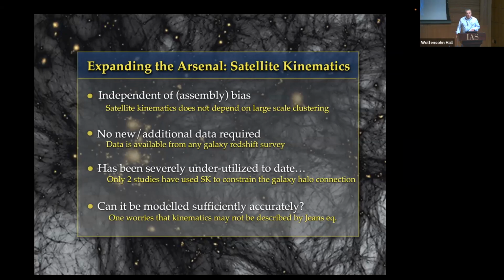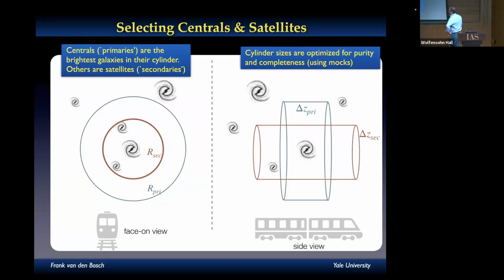Now, why is it that this is underutilized? I think many people in the community think, well, you can't model this sufficiently accurately. Typically, when you model satellite kinematics, you make a Jeans assumption, using the Jeans equations, but these satellite galaxies are infalling populations, and they're not virialized, they're just sloshing around. And by the way, how do you know that it's a satellite and a central? I'm going to convince you in the next 10 minutes that this is not an issue. Okay? You can really do this extremely accurately.